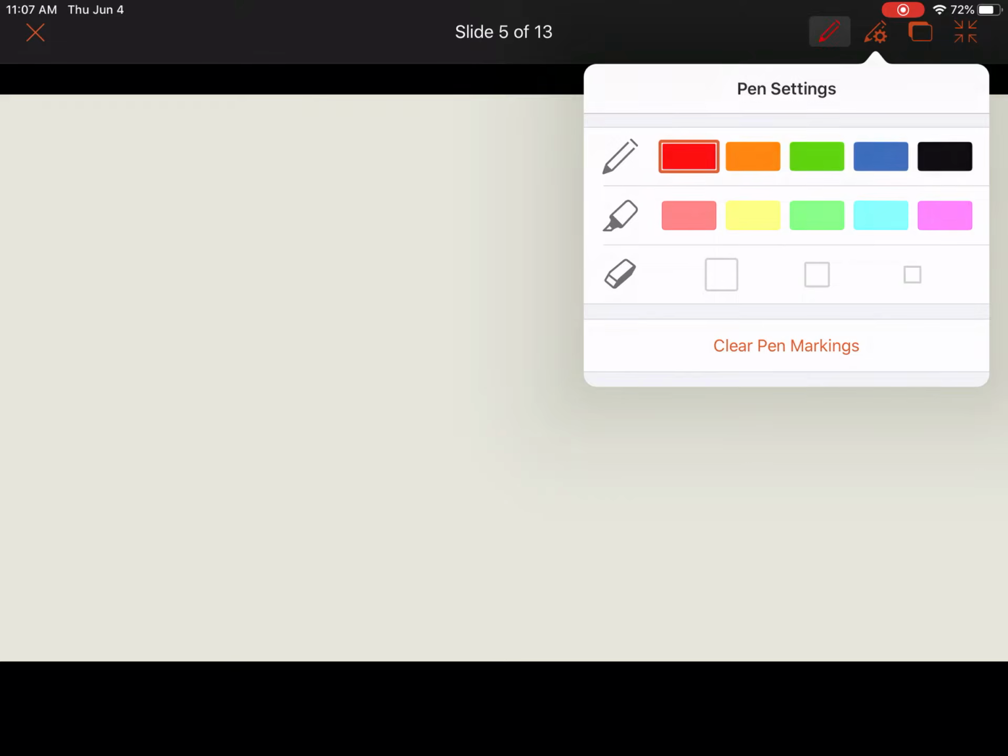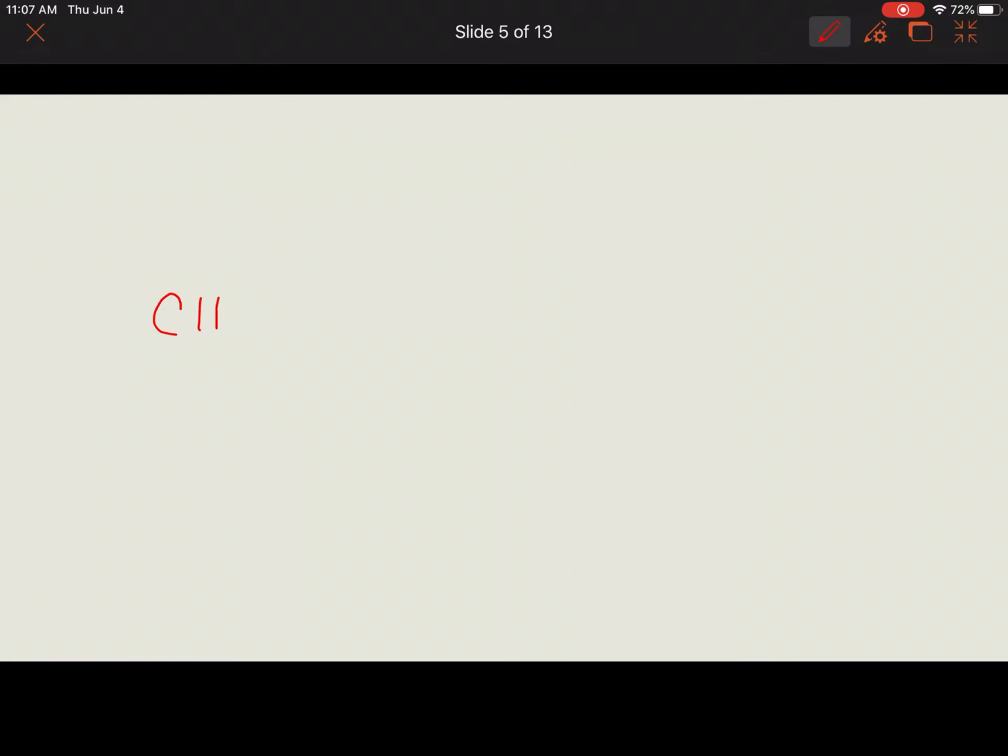Let's go back to red. All right, so CH3, CH, CH3, CH, CH2. Okay, now this is using that different notation here.